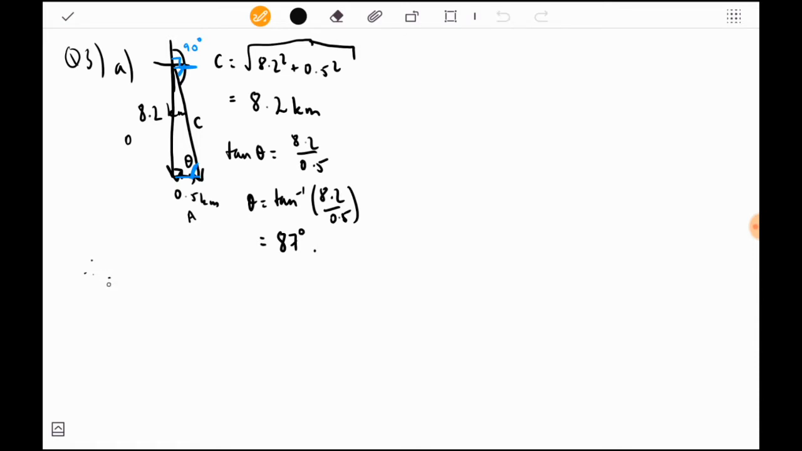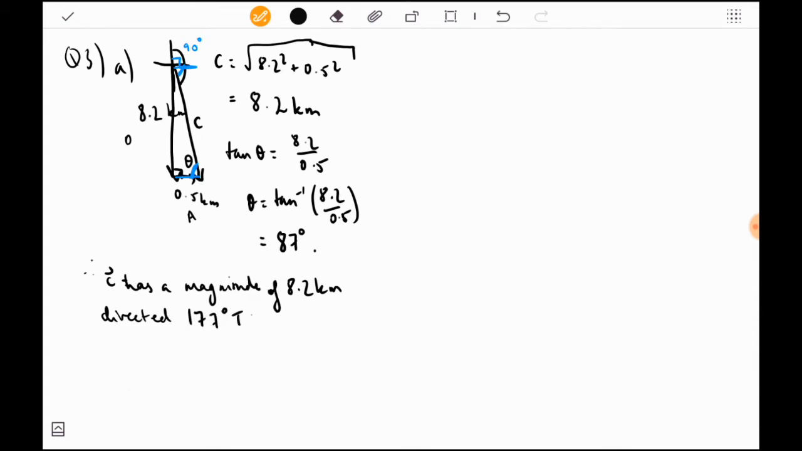A resultant vector has a magnitude of 8.2 kilometers, directed 90 plus 87, that's 177 degrees true. That would be the bearing.